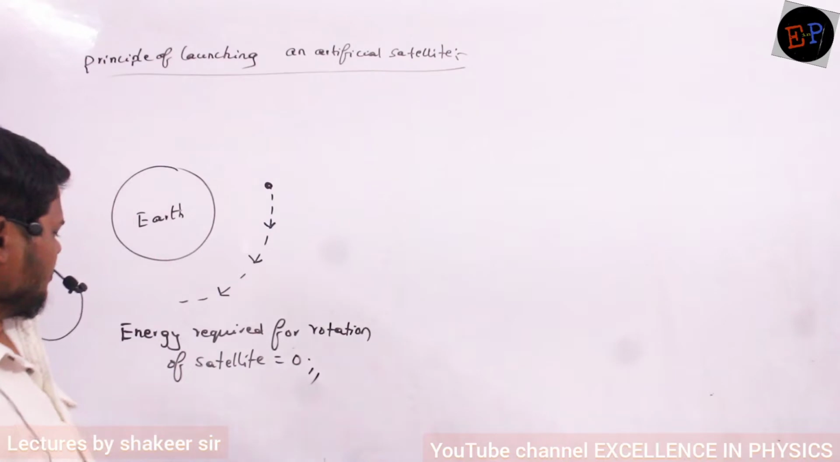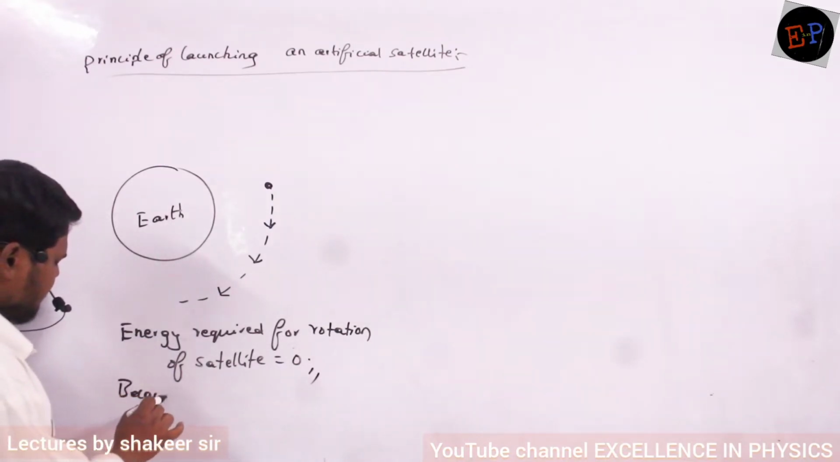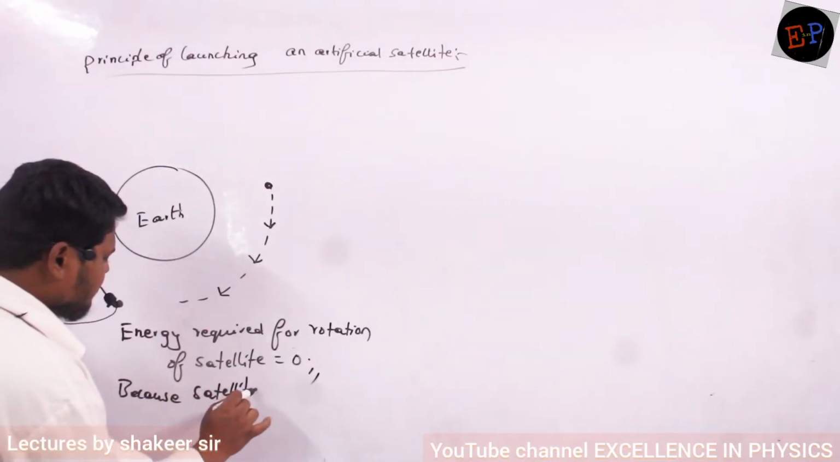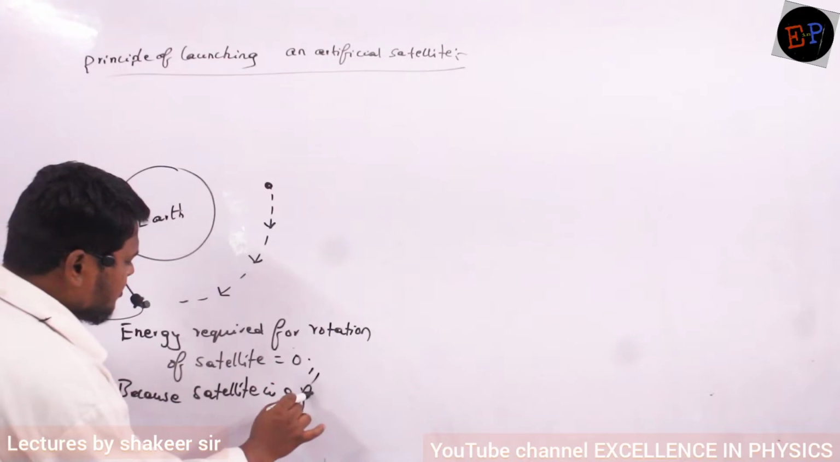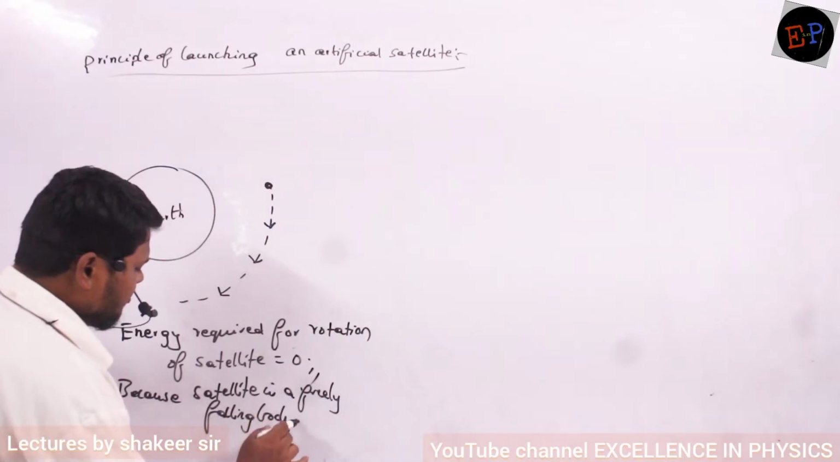Why is energy not required? Because the satellite is a freely falling body. What kind of body? It is a freely falling body.